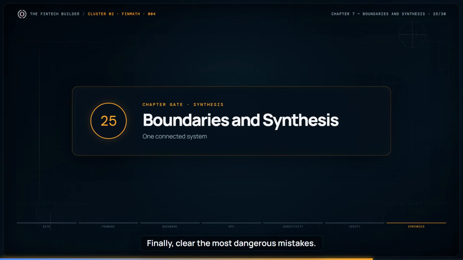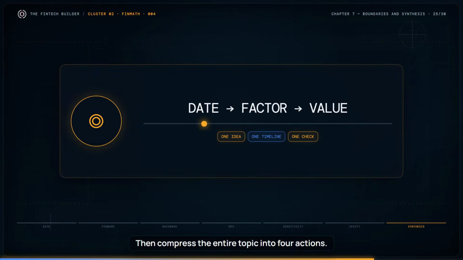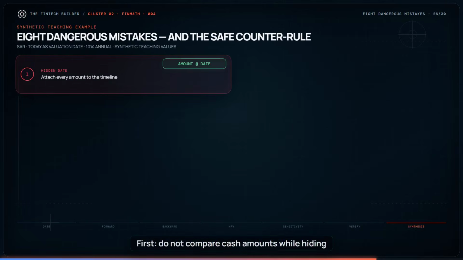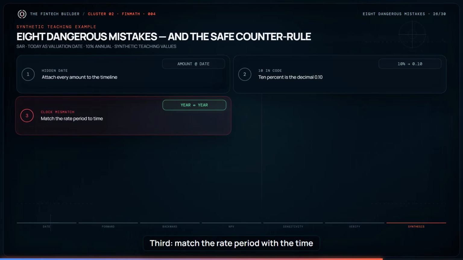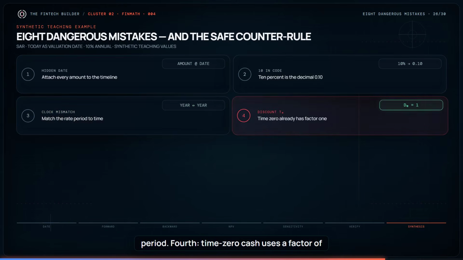Finally, clear the most dangerous mistakes. Then compress the entire topic into 4 actions. First, do not compare cash amounts while hiding their dates. Second, 10% in code is 0.10, not 10. Third, match the rate period with the time period. Fourth, time zero cash uses a factor of 1 and is not discounted.